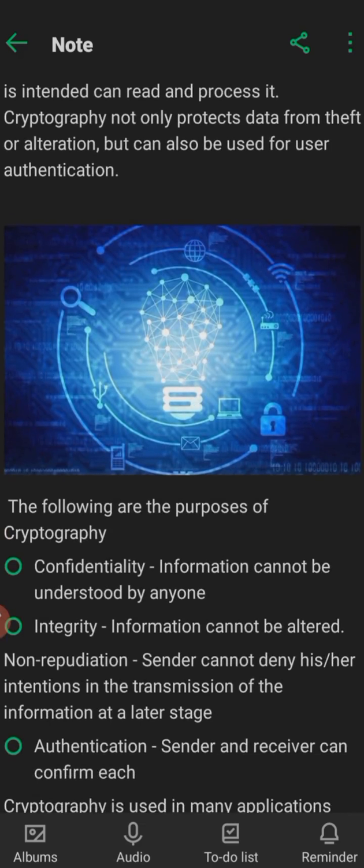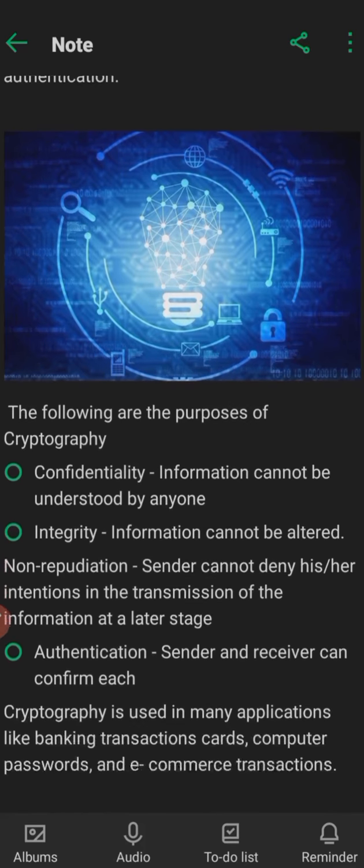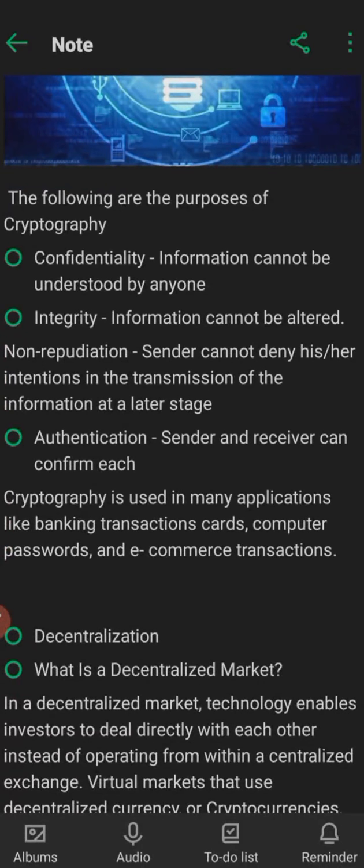Now, these are the following purposes of cryptography. First of all, it brings about confidentiality in the sense that information cannot be understood by anyone, only by those or the machines for whom it is intended to convey that information. Secondly, it brings about integrity in the sense that information cannot be altered. And there's what we call non-repudiation, meaning the sender cannot deny his or her intentions in the transmission of the information at a later stage.